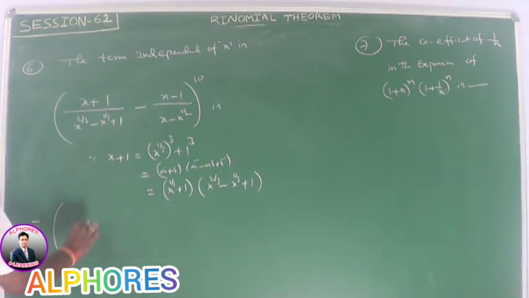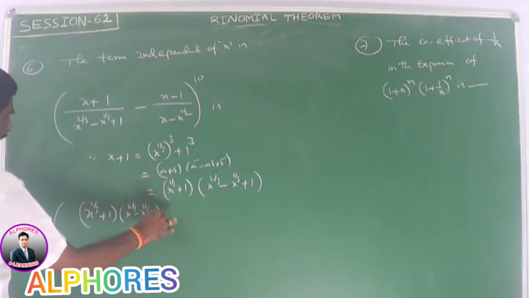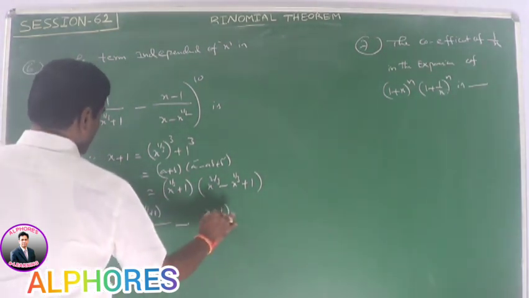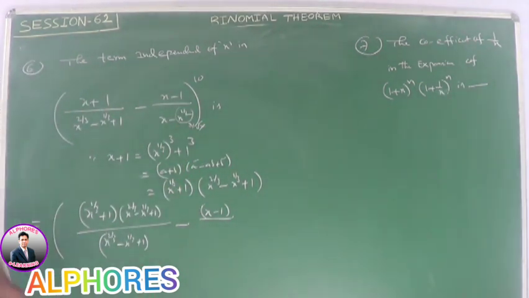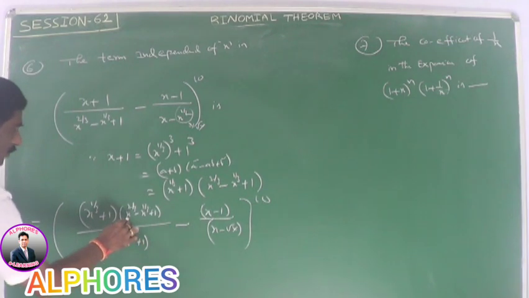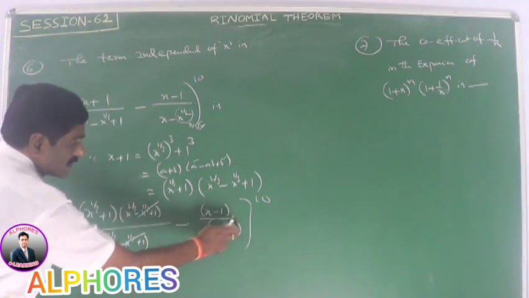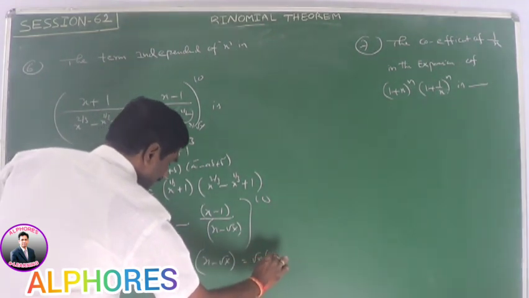That means x + 1 can be replaced as (x^(1/3) + 1)(x^(2/3) - x^(1/3) + 1), divided by (x^(2/3) - x^(1/3) + 1), minus (x - 1)/(x - x^(1/2)). What is the meaning of x^(1/2)? Root x. So x minus root x. Here, x^(2/3) - x^(1/3) + 1, these two are cancelled. Here, what is x minus root x? In the denominator, x minus root x is nothing but, the common term is root x, so root x into (root x minus 1).